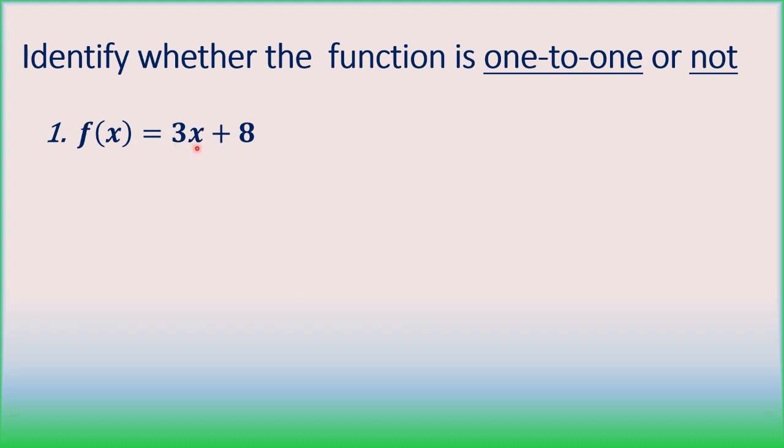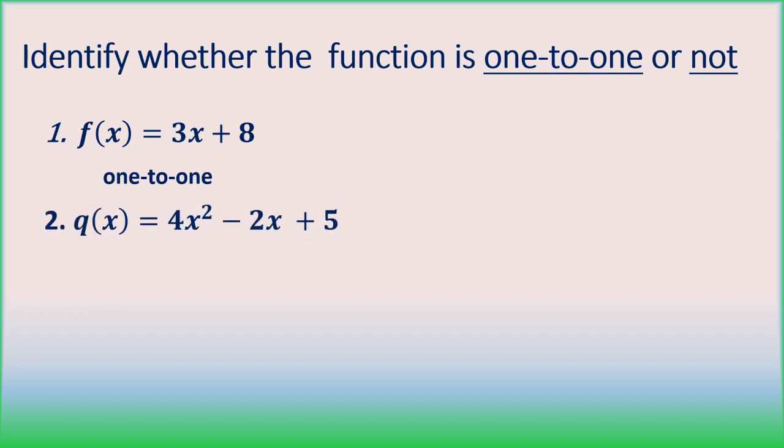Notice that we have 3x plus 8 here, and this represents a linear function. A linear function has a graph of a straight line. For a straight line, when we do the horizontal line test, we will notice that the graph will intersect the horizontal line in just one point. This means that the linear function satisfies the horizontal line test, and therefore this is a one-to-one function. Number 2, we have q of x equal to 4x squared minus 2x plus 5.